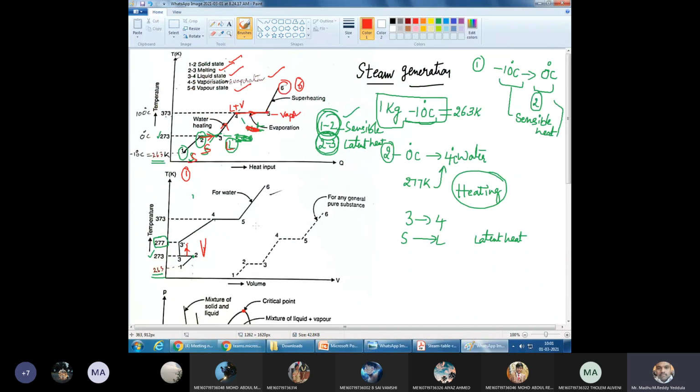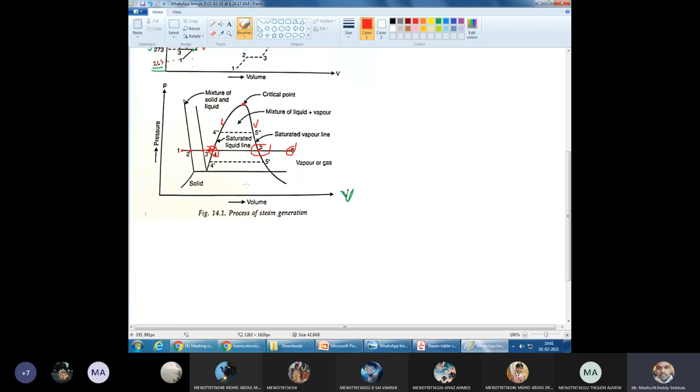Clear this one? Yes, sir. And if you see from bottom to top, the horizontal distance between the saturated liquid line and the saturated vapor line keeps on decreasing. If you move in the upward direction, this particular distance keeps on decreasing, and there is no distance at the critical point. Critical point represents the highest temperature and pressure. Above this point, the liquid cannot exist. Okay. The temperature and pressure at the critical point are called critical temperature and critical pressure.